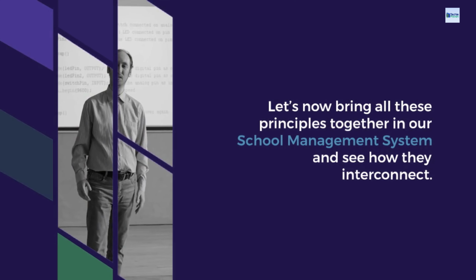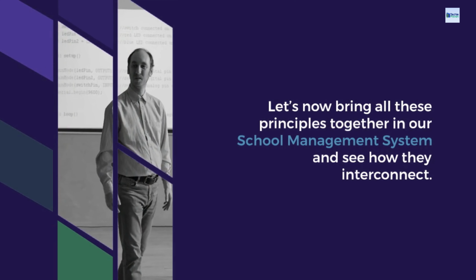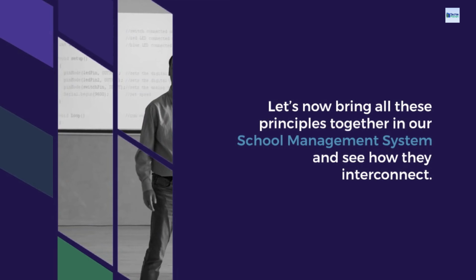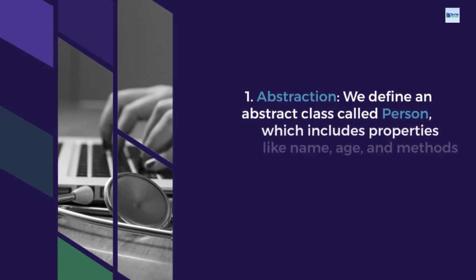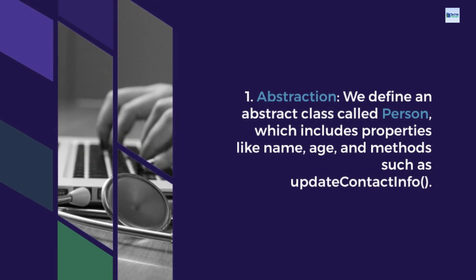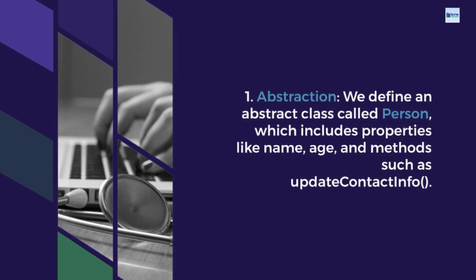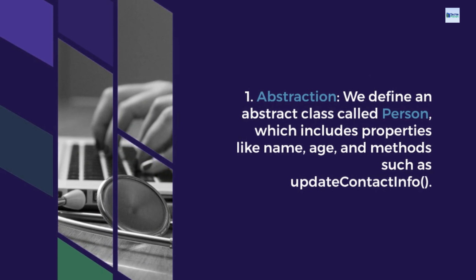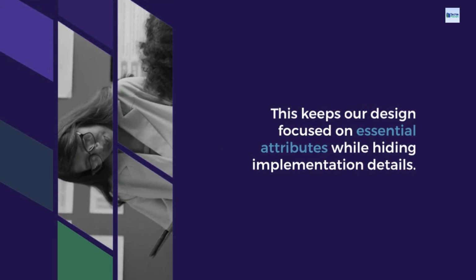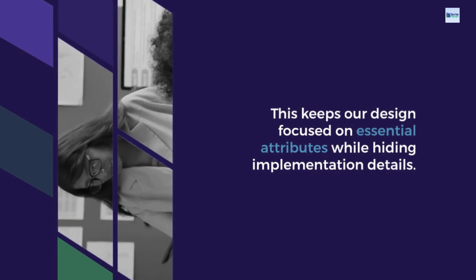Let's now bring all these principles together in our school management system and see how they interconnect. 1. Abstraction. We define an abstract class called Person, which includes properties like name, age, and methods such as updateContactInfo. This keeps our design focused on essential attributes while hiding implementation details.